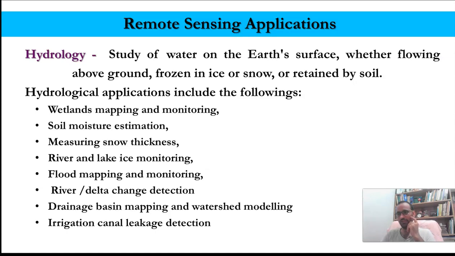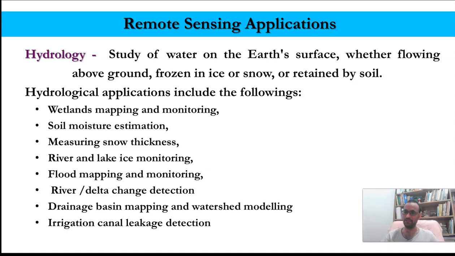and how it is evaporating and how much holding capacity your soil has. So we have that capability now. And measuring the snow thickness, definitely we can also do volumetric studies of snow or ice. Okay, then river and lake ice monitoring. Okay, then flood mapping and monitoring, river delta change detection. Okay, you need temporal data as we discussed, to find the changes in the delta and river. Okay, drainage basin mapping and watershed modeling.